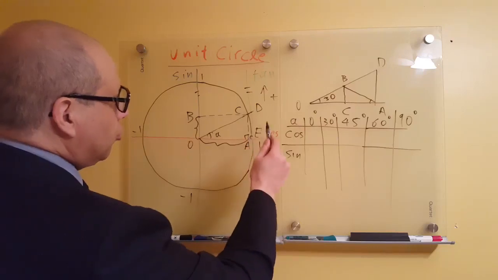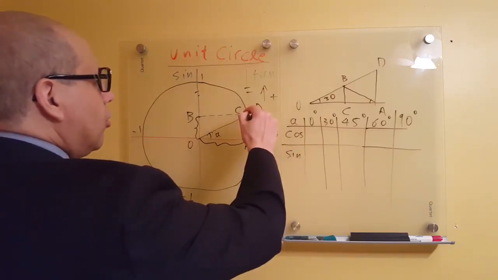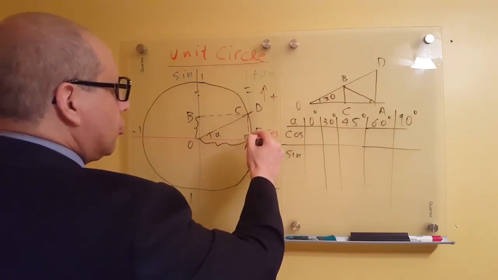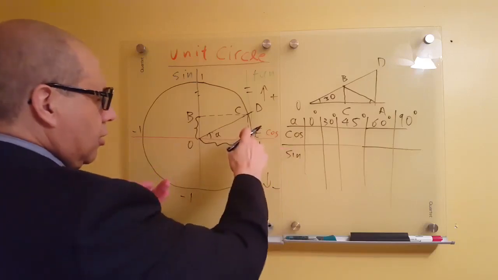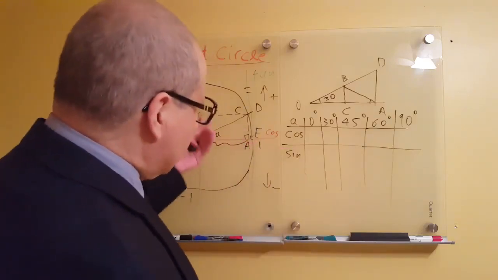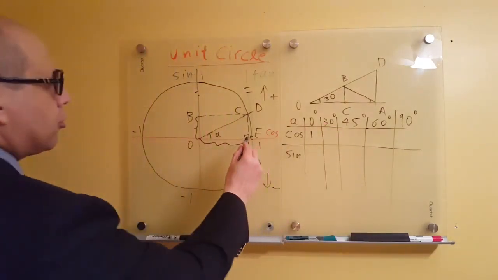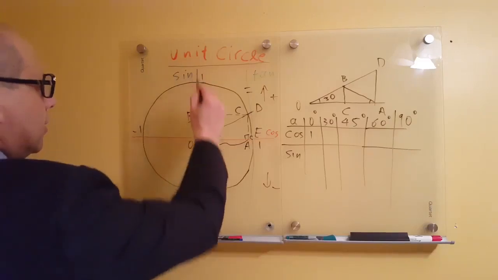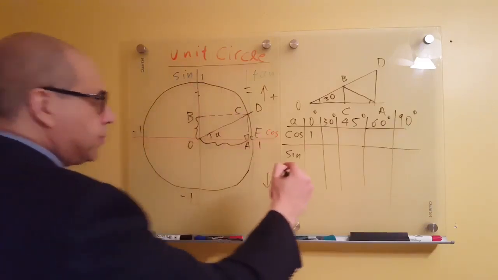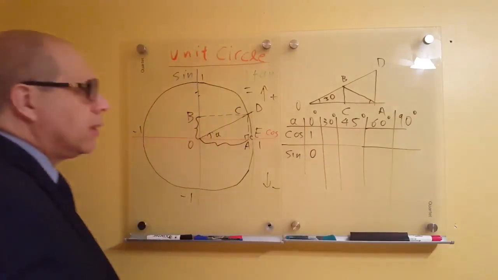The cos of 0, as we said, you find by bringing the projection of this point onto the cosine axis. The projection of this point onto the cos axis is of course the same point. If you measure it, it is equal to 1. And if you bring the projection to the sine axis, it goes here, which is of course 0. So the sine of 0 degrees is 0.